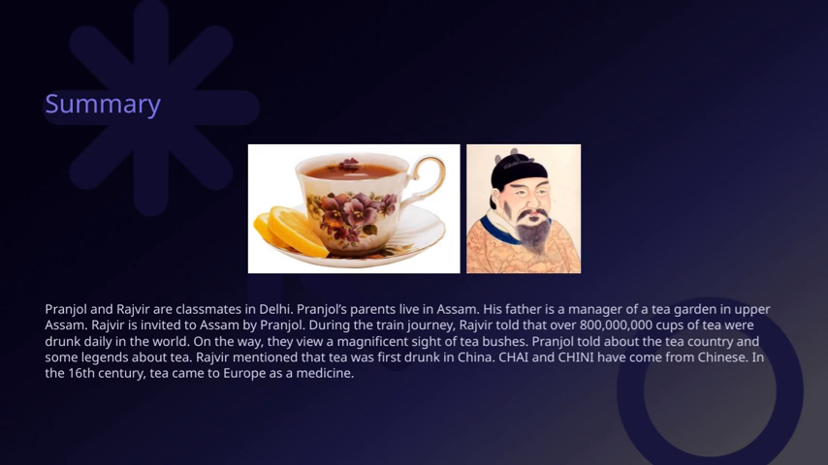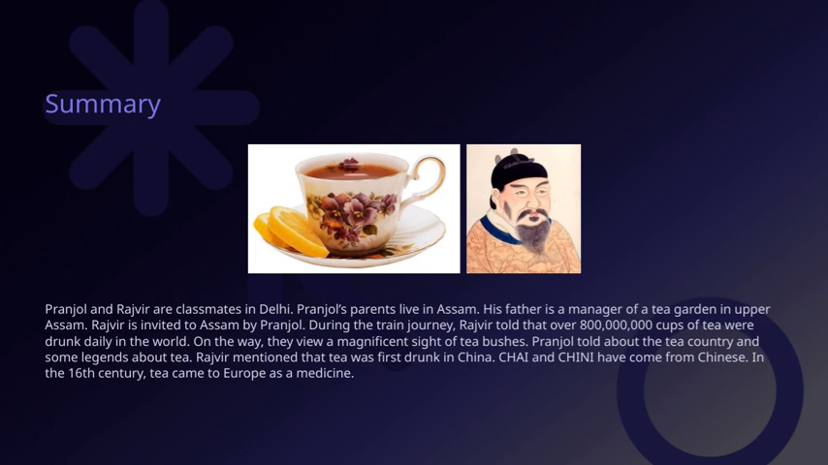As they traveled, they got a beautiful view of the lush tea bushes, which are a hallmark of Assam's landscape. Pranjal shared some fascinating stories about the tea country and even some legends associated with tea itself. Interestingly, Rajveer pointed out that tea was first drunk in China, and that the words chai and chini, which mean tea and sugar respectively, actually originate from Chinese.